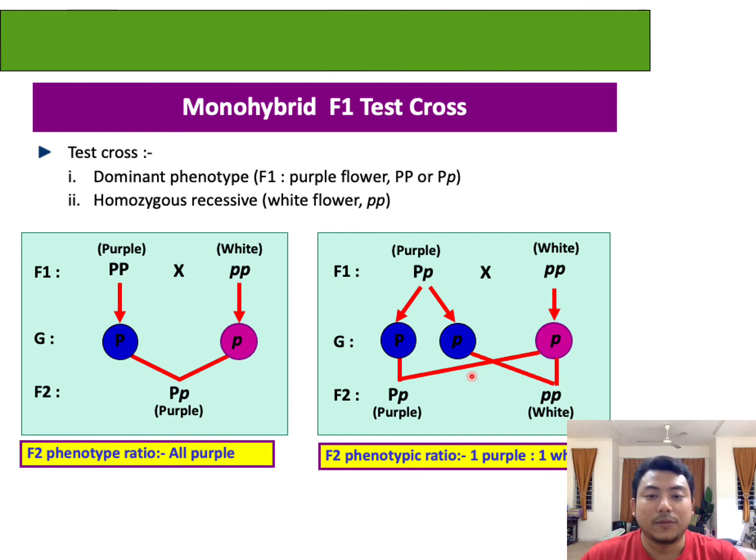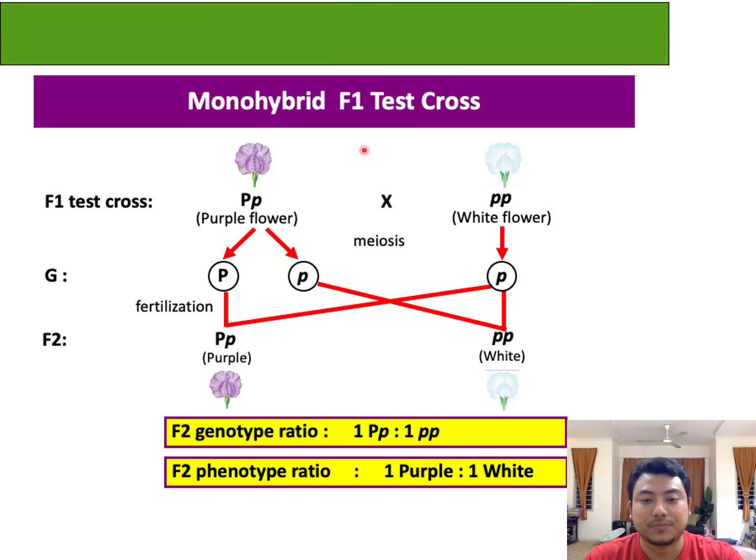So if after the result from the test cross, if the plant gives you half purple and half white, so we know that the unknown parent earlier is a heterozygous. If all of the offspring, semua anaknya adalah purple, kita tahu yang purple tadi itu adalah homozygous dominant. So that is the function of a test cross.